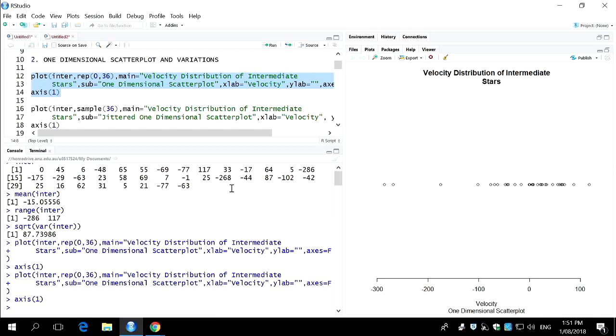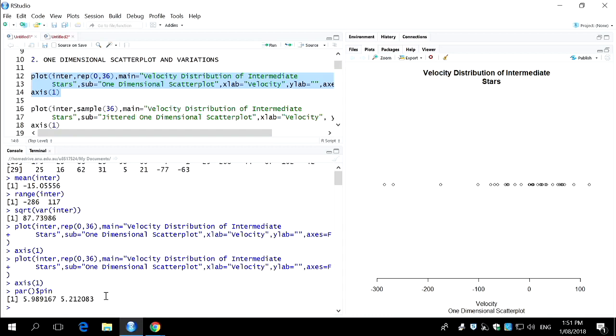Now there are two ways to do this in R. One is very complicated and one is really simple. So I'm going to show you the complicated one first. I'm going to go par brackets dollar pin. par holds all the graphics parameters. pin is the size of the plot in inches. It tells me that the graphic is 5.98 inches wide and 5.2 inches high.